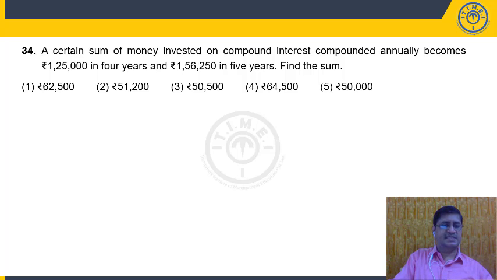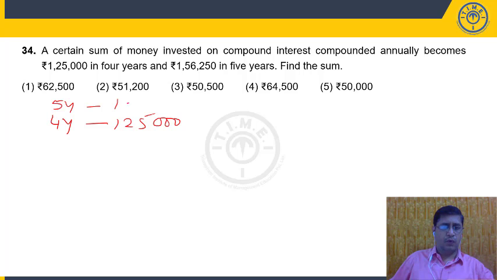A certain sum of money invested on compound interest compounded annually becomes 125,000 in 4 years and 156,250 in 5 years. Find the sum. In 4 years, it is 125,000. In 5 years, it is 156,250.